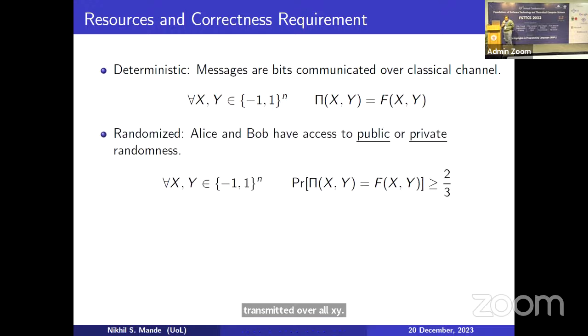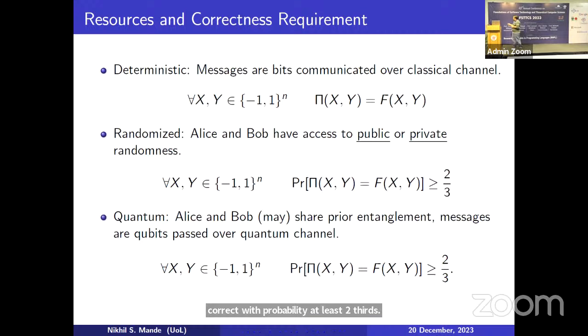Now there are two different randomized models we could consider. One is where Alice and Bob jointly see an infinitely long common random string. Another is the model of private randomness, where Alice has her own source of randomness and Bob has his own. The distinction between these two is going to be a little important for our results. When they have access to randomness, the correctness requirement gets relaxed to the usual notion: for all inputs, you require your protocol to be correct with probability at least 2/3. The quantum model is a generalization of the randomized model, where above randomness, Alice and Bob may share prior entanglement, and messages can be treated as qubits. But I'm not going to get too much into the quantum model today.